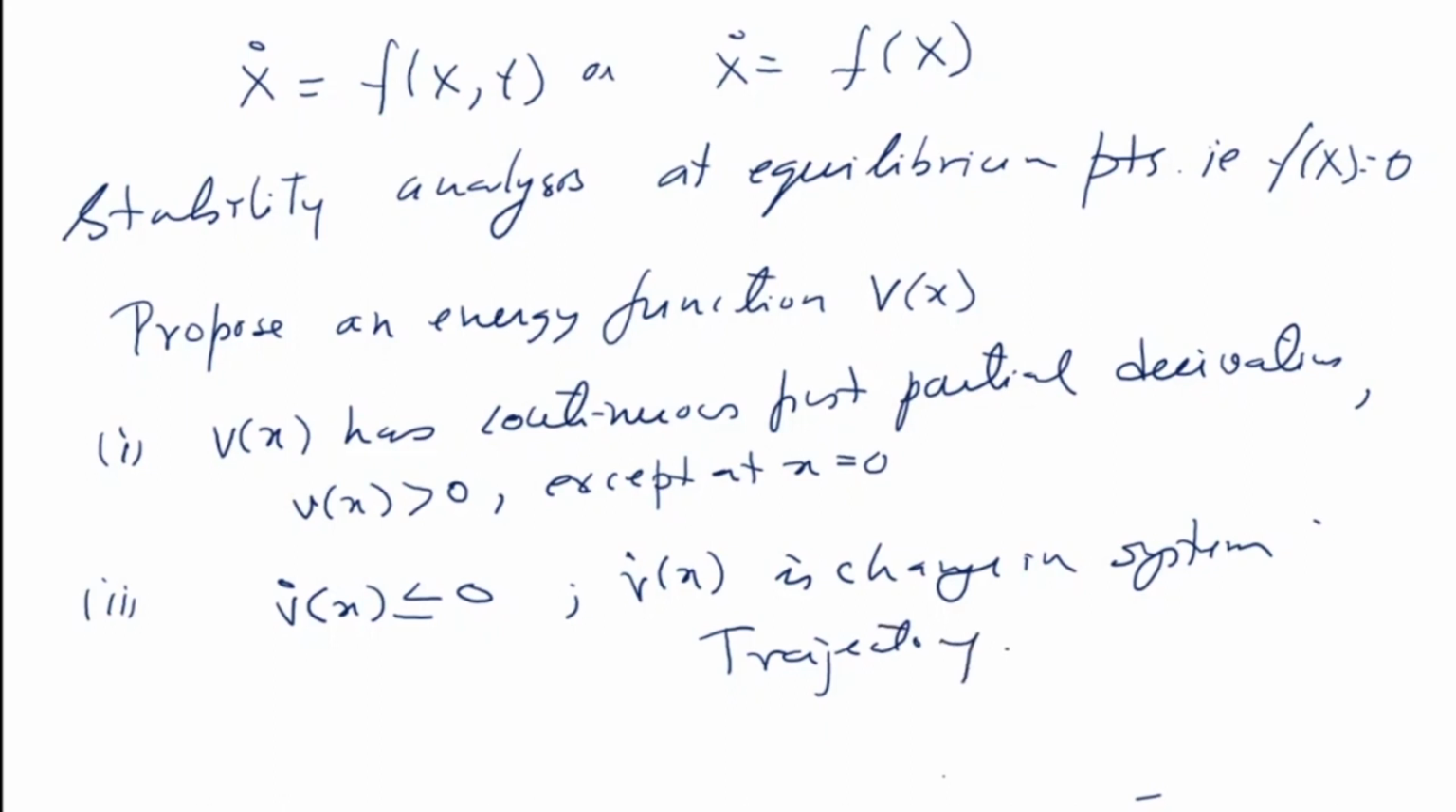So basically, what the Lyapunov direct method does, or how we use it, is that we need to propose an energy function. The energy function should have continuous first partial derivatives, and V of x should be greater than 0 except at x is equal to 0, and V dot of x should be less than or equal to 0. V dot of x is essentially the change in system trajectories. Now, what this Lyapunov theorem basically tells us is, let me write down the theorem because these are theorems.